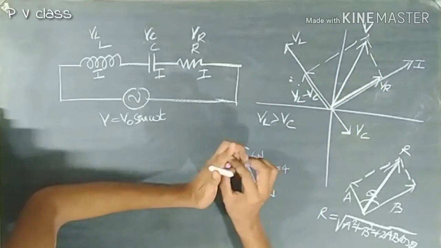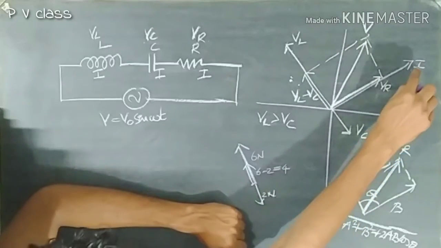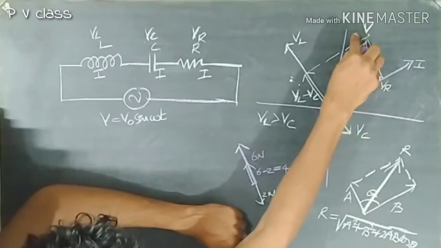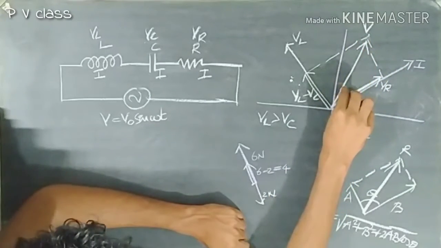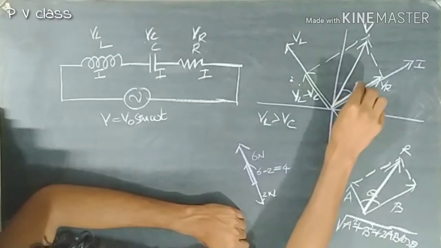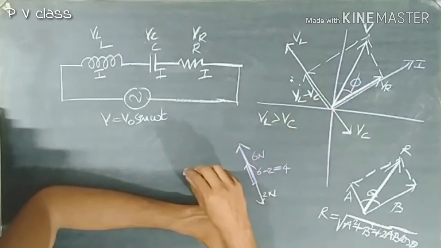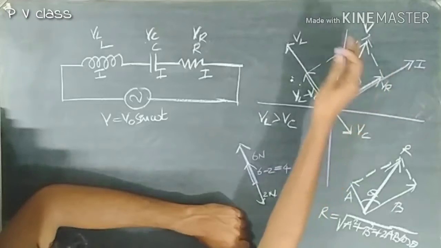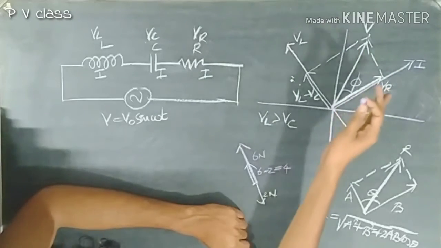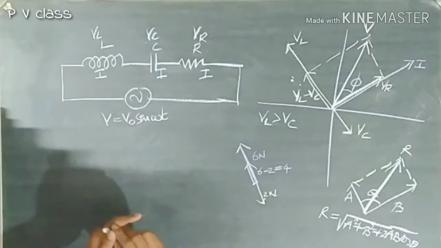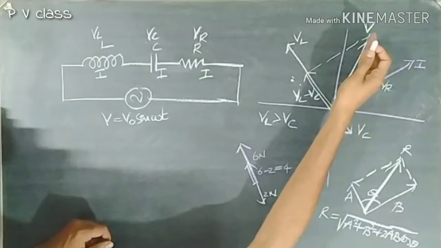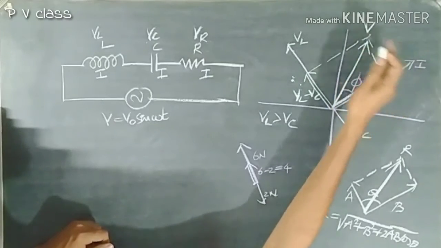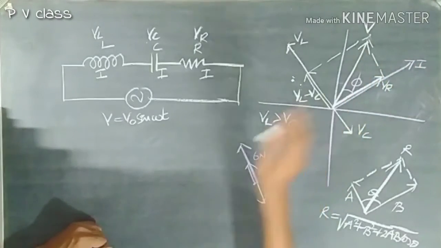And what's the total current? The total current is I, it's over here. The total voltage is V, this is over here. The voltage and current will make an angle phi. Phi is the phase difference between current and voltage. And from this diagram, it is clear that the voltage is leading, or in other words, current is lagging. Current is lagging by an angle of phi.